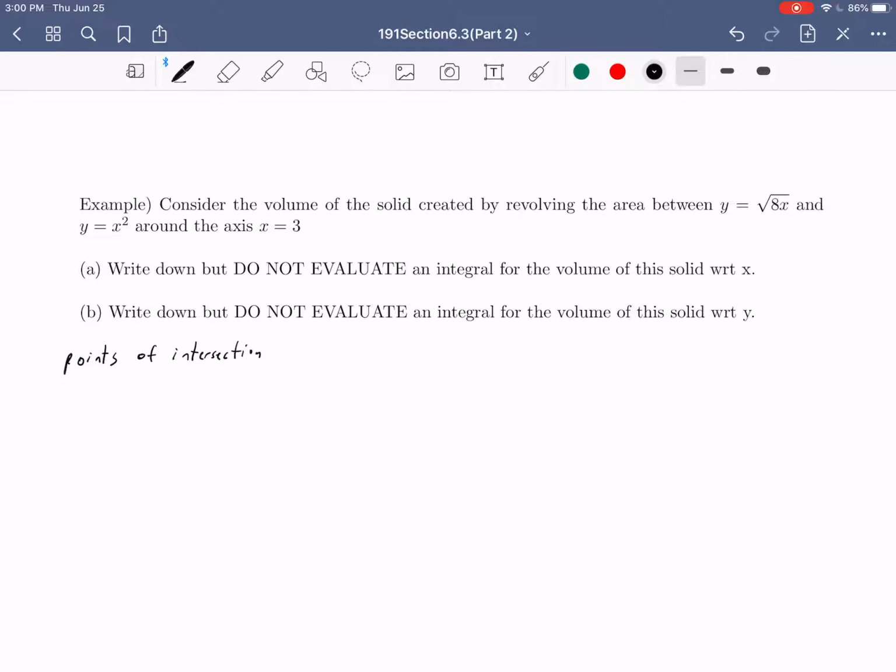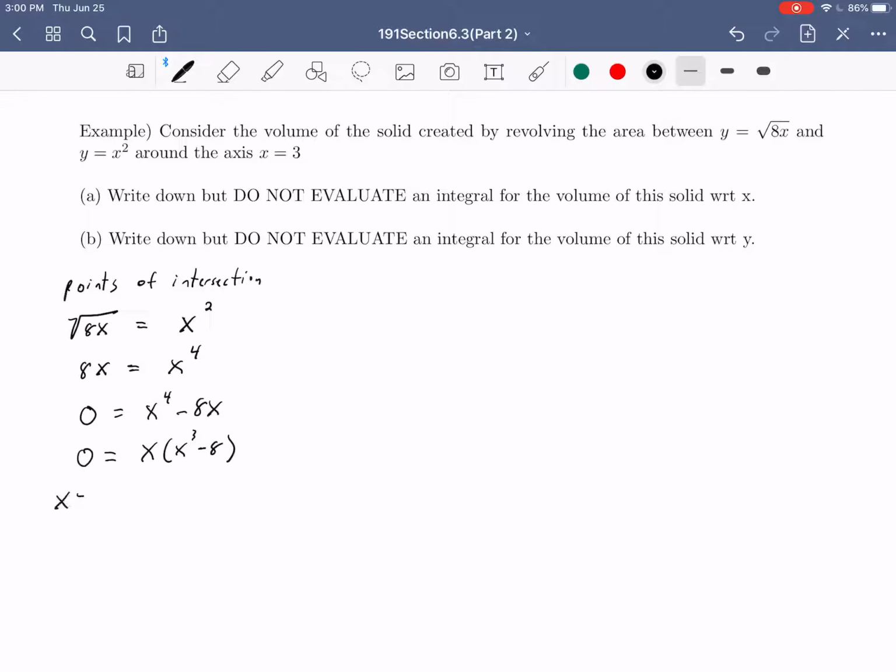For the points of intersection, we can take the square root of 8x and set it equal to x squared. I suppose we can square both sides and get 8x equals x to the fourth. That's 0 equals x to the fourth minus 8x. And that gives us 0 equals x times (x cubed minus 8), factoring out an x. So it looks like we get x equals 0, and we get x cubed minus 8 equals 0. Solving that, it's pretty easy to see that's going to be x equals 2. Those are, of course, the x values of the points of intersection.